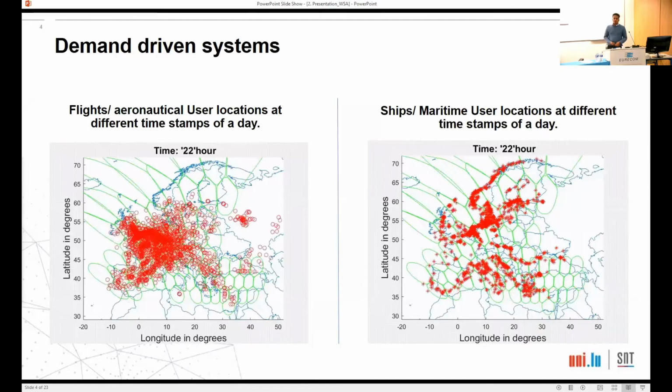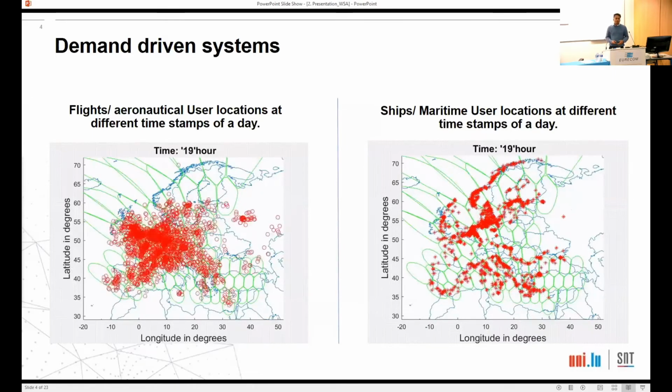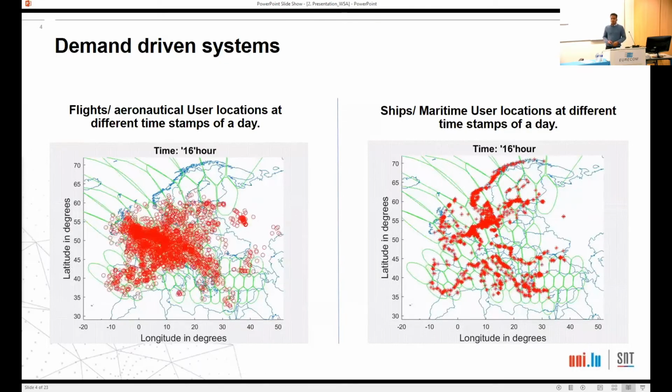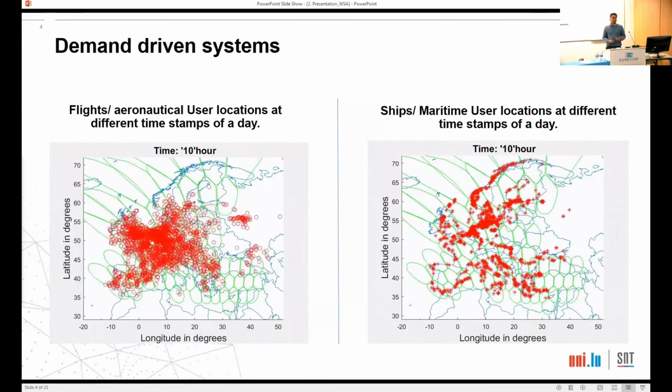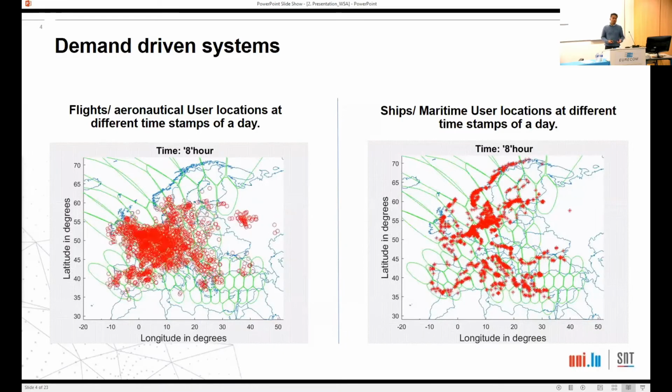So as you can see on the figure to the left, it shows flight or aeronautical user locations at different timestamps of the day. And also we have a figure where the ships and maritime user locations at different timestamps of the day. So you can notice that these ships and flights are highly mobile. So they keep moving. So hence the demand distribution is not geostatic, it's mobile.